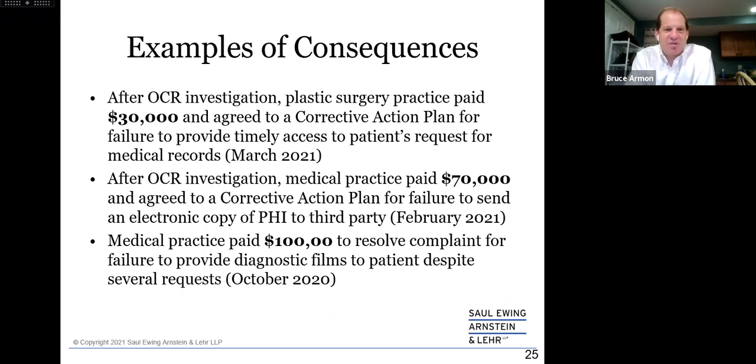A practice paid $30,000 because they didn't give somebody timely access to their records. Another practice paid $70,000 for not giving access to their records. So these can be really significant fines. Again, they're very fact specific. It depends on the size of the institution, but there are real teeth to these things. And that's why we're so concerned about making sure we continually and always do the right thing with respect to, one, protecting patients' protected health information, and two, making sure that folks get regular access to it.